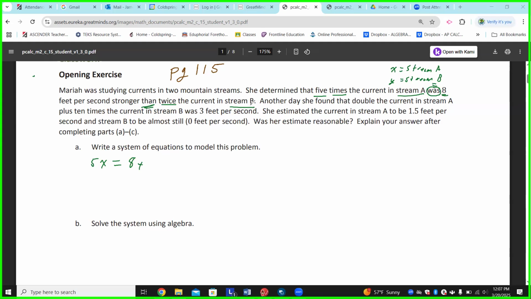If I'm letting stream B be y, that would just be 2 times y, because that's what twice means. Twice means 2 times something. There's your first equation. Now you read the next sentence and you do the same concept. Turn words into math symbols. Obviously, I can't turn Mariah into a math symbol because it's a name, right? So there's certain words that aren't math symbols, but there are a lot of words here that do represent math symbols. You have to be able to pull those out correctly.